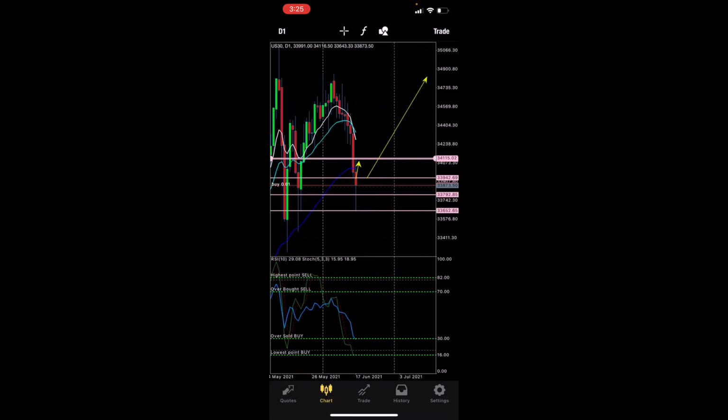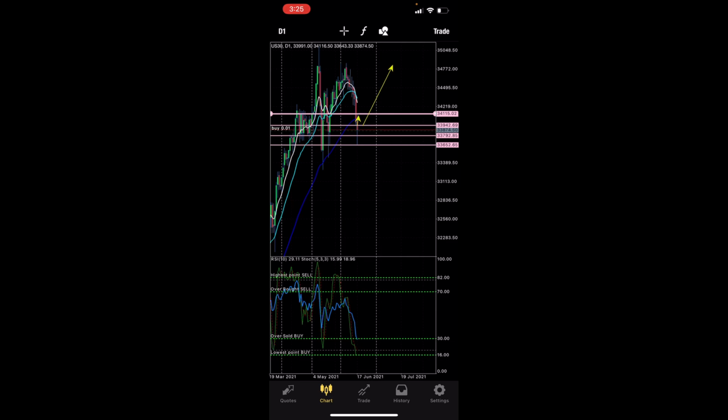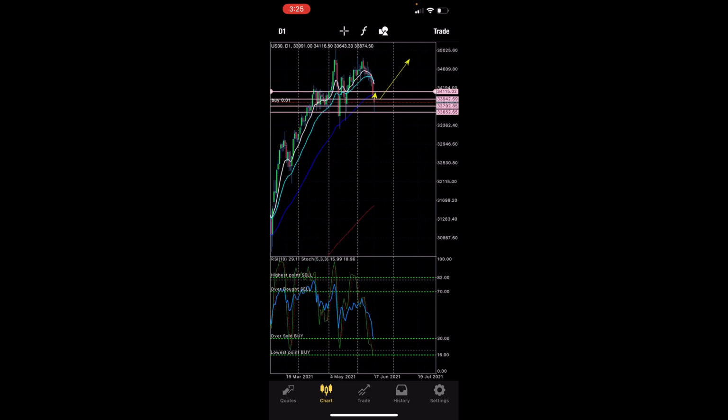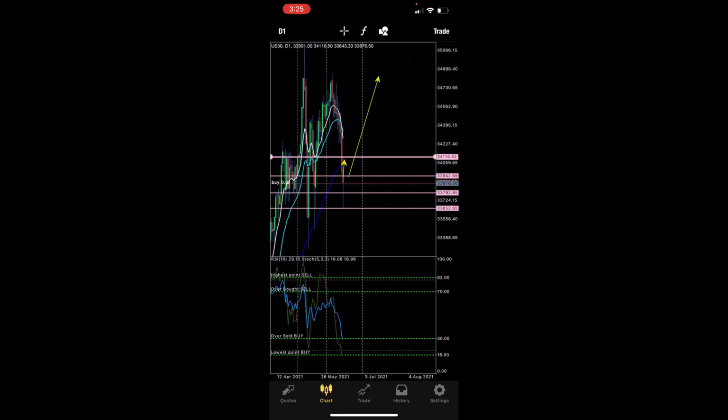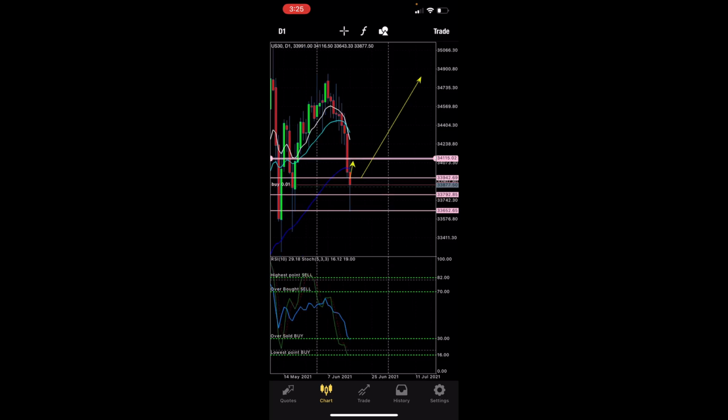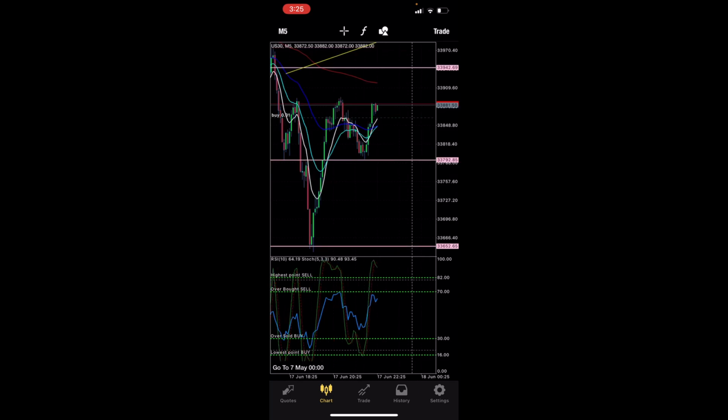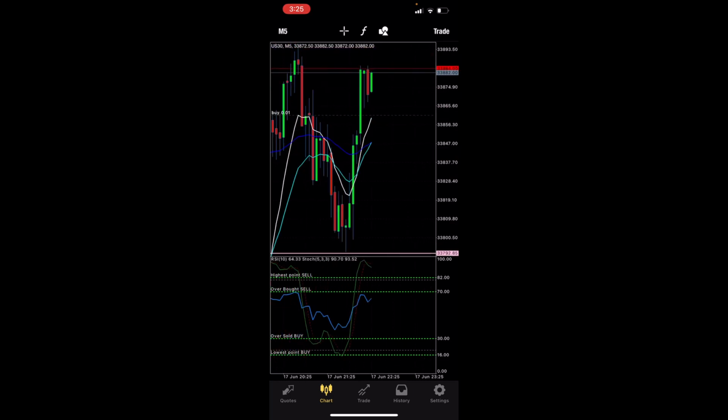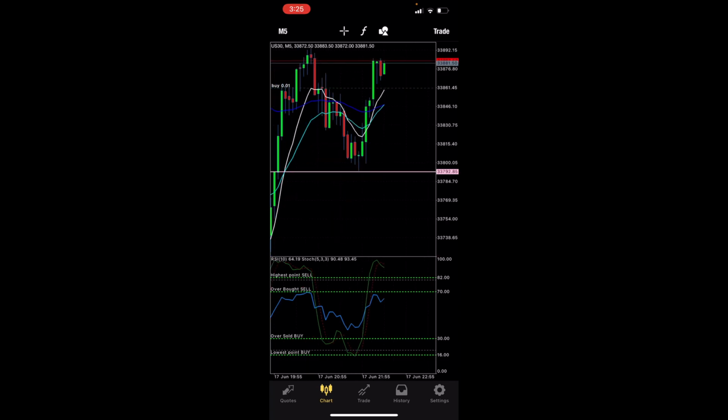It gave us a long wick. By the way, that blue line is my 50 EMA. This red line is my 200 EMA. The turquoise is my 20, and that white is my 8. I normally trade those on a smaller time frame, but let me tell you why I got in. I use the 8 and the 20 EMA, and I wait for confirmations, and I go off of supply and demand and the RSI.